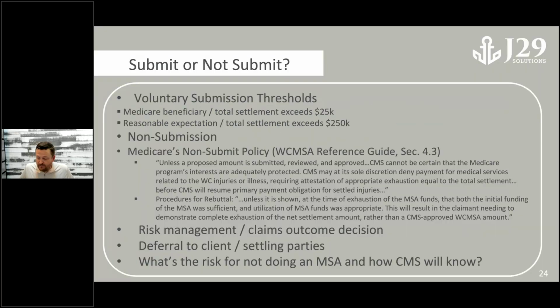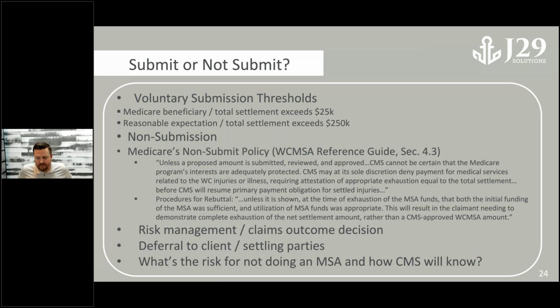Now the next question we have, we figured out how to administer it and how to fund it. Now, is the MSA going to be submitted or not submitted? And this is a question that's been going around in MSA circles for as long as I've been doing it, going on 18 years now. What's important to note are the foundational things here. Submission is a voluntary process.